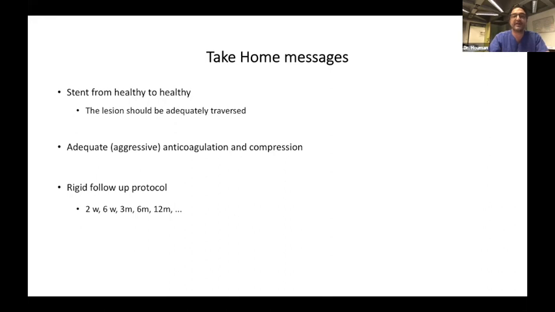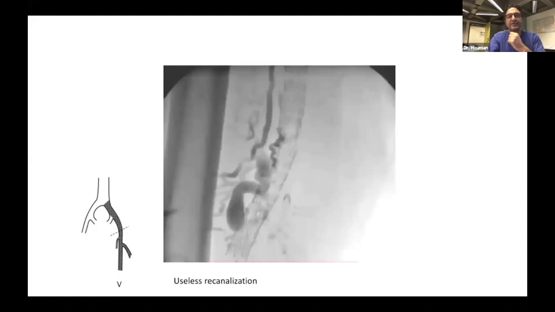Adequate and aggressive anticoagulation, we start just one day before the procedure with our new oral anticoagulation, and a rigid follow-up, and very important is the 2 weeks follow-up. Because if a patient has an early thrombosis, after 2 weeks, you can catch the thrombosis and easily treat it and maybe treat the underlying disease or problem of the stent. But if the patient comes to you after 4 weeks and the thrombosis is 3 or 4 weeks old, it's too late.